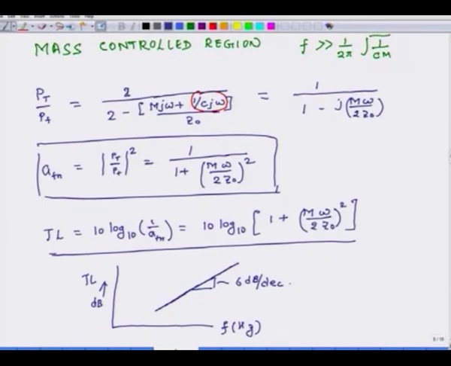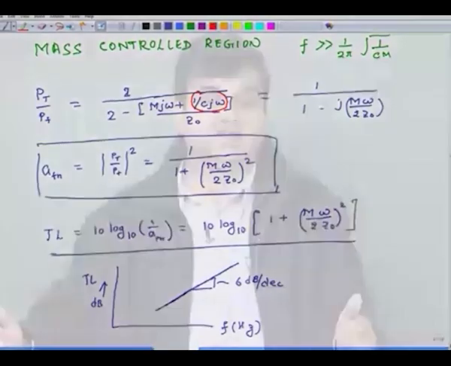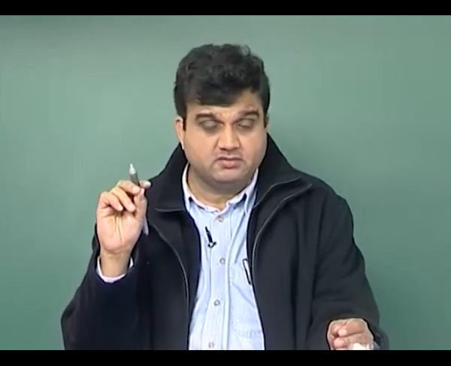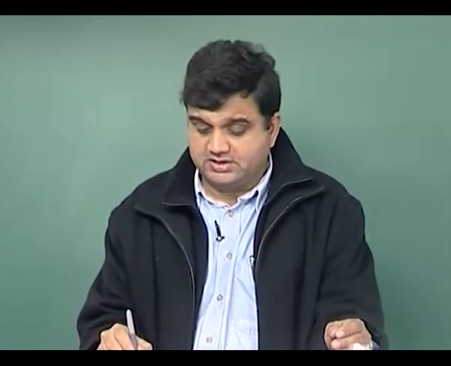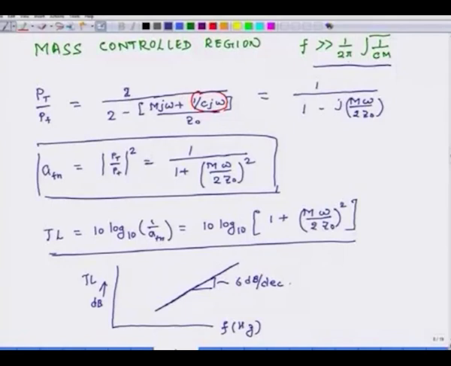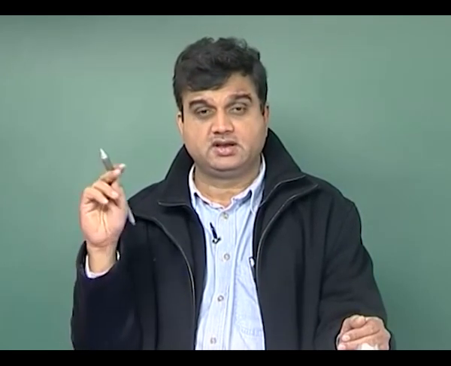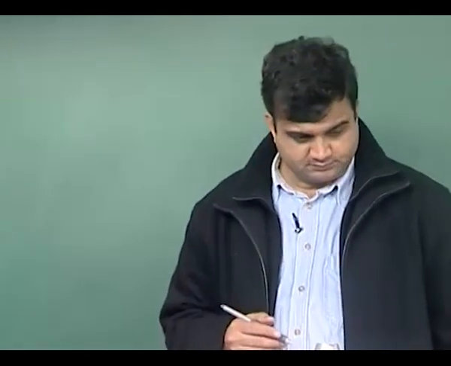So, what that means is that if I have a wall and I am striking it normally with frequencies which are large compared to the natural resonance of the system, the natural frequency of the system, then as I keep on increasing my frequencies, less and less sound passes through that barrier, because my transmission loss goes up by 6 decibels every octave. Every octave it goes up by a factor of 2, that is 6 decibels.